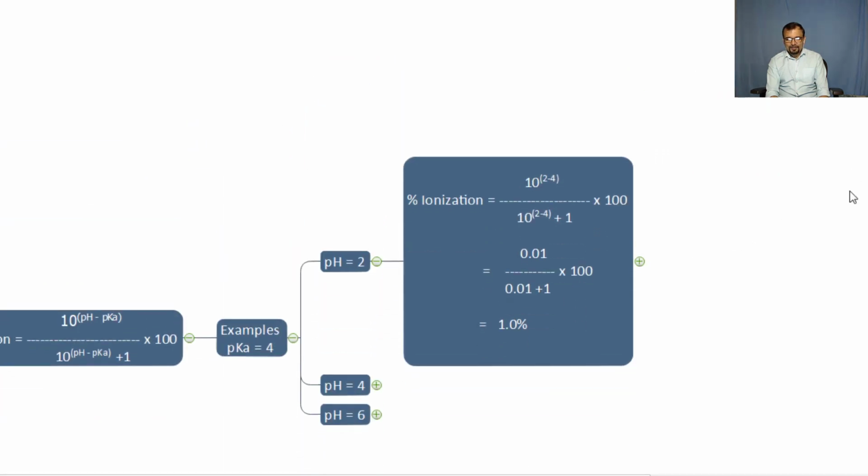And here we go. So the percent ionization is equal to what? The 10 raised to pH minus pKa. What is the value of pH? The value of pH is 2 in this example, and we know that the pKa is equal to 4. So 10 raised to 2 minus 4 divided by 10 raised to 2 minus 4 plus 1, into 100 to convert into percent. So at the end we will understand that the percent ionization is equal to 1% for the weak acid having pKa 4 and when the pH is at 2.0.